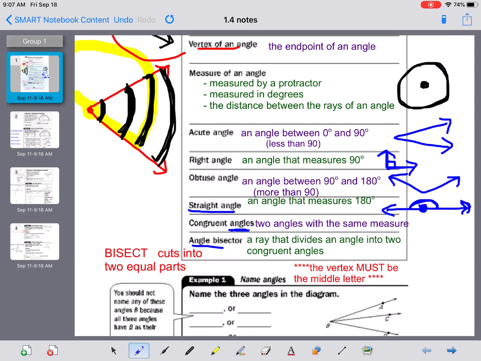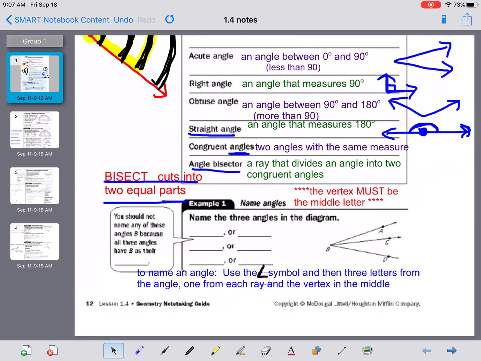And an angle bisector is similar to a segment bisector. It's a ray that divides an angle into two congruent angles, and it bisects, it cuts it into two equal parts, okay? All right, so that's our vocab. If I move too fast, pause the video, copy down what you need to. And remember, there's no vocab quizzes. It's just you need to know the meaning of these words.